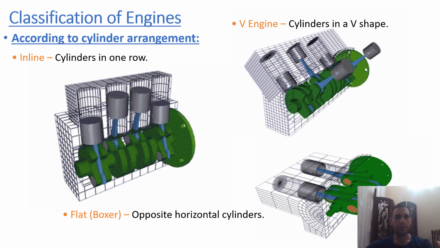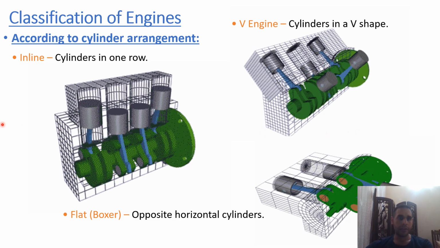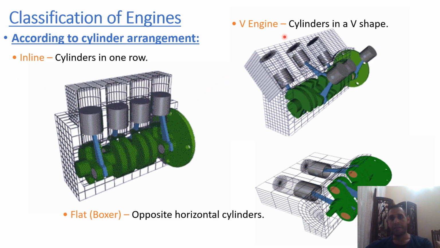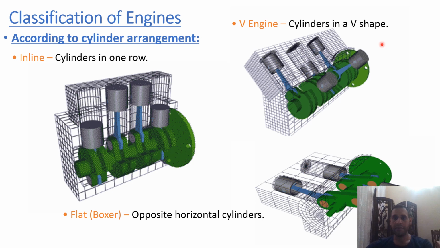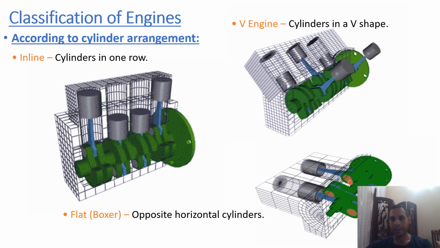Classification of engines according to cylinder arrangement, as we can see here. The general one is in-line, and again the V-shape, with the cylinders in a V shape, as well as the opposed horizontal cylinders, we can see here.